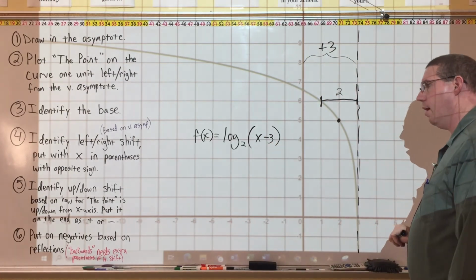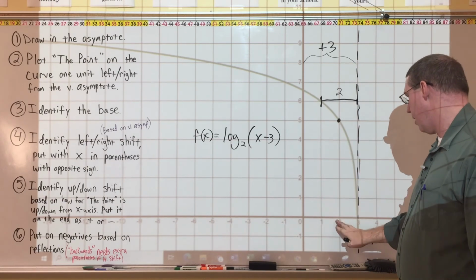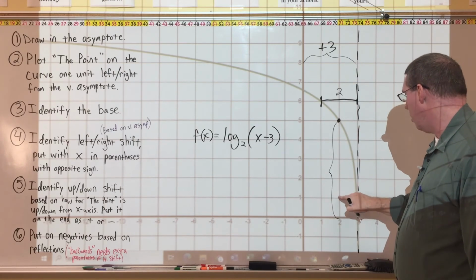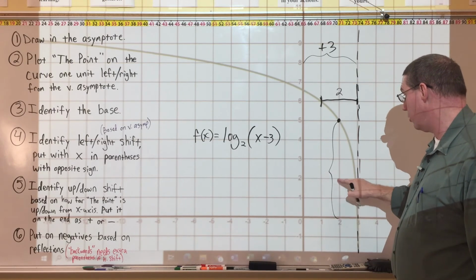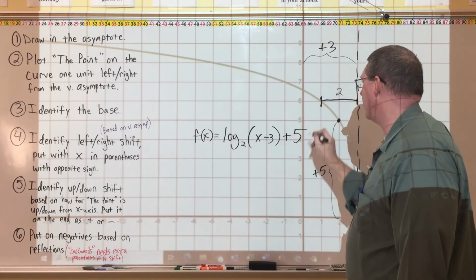Vertical shift, up or down shift, based on how far the point is from the x-axis. X-axis is way down here. Looks like the distance here is going up from the x-axis. 1, 2, 3, 4, 5. That's a +5 shift. So we're going to put a +5 on the end.